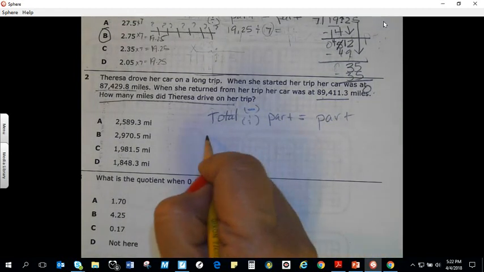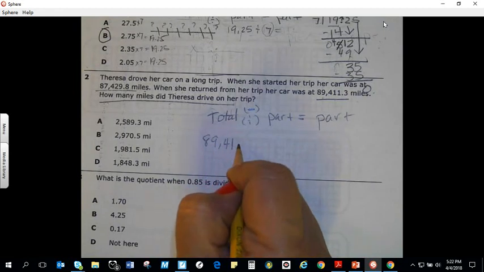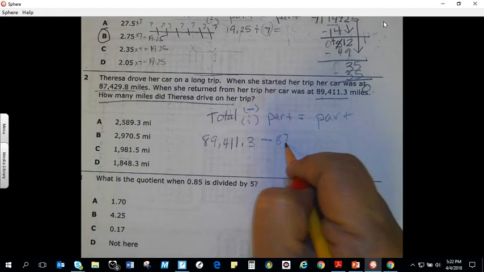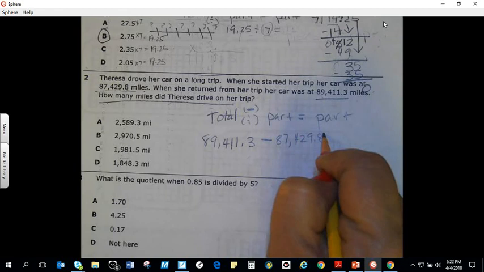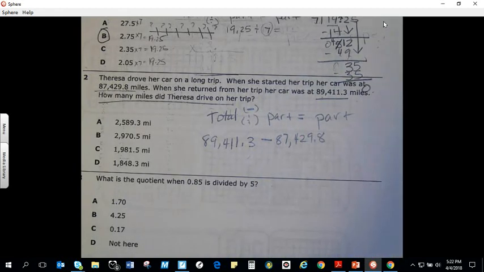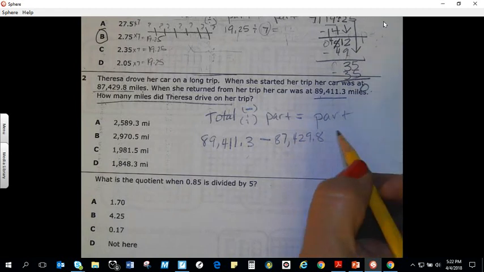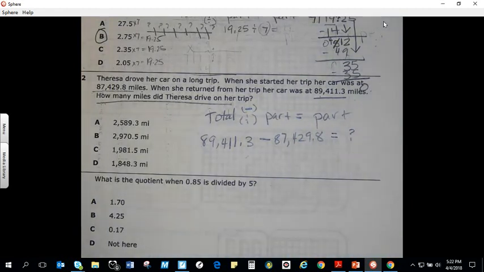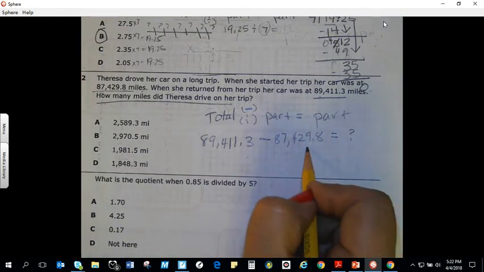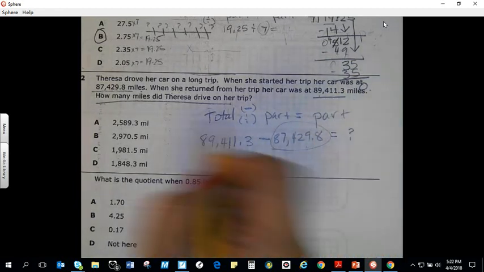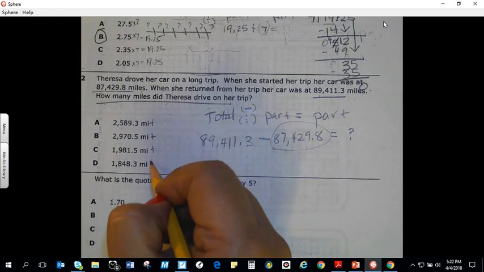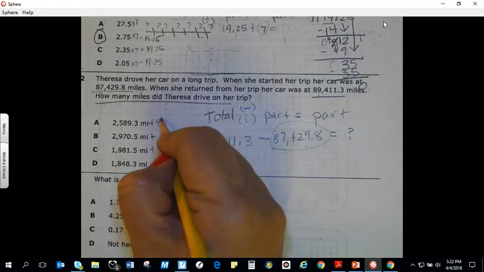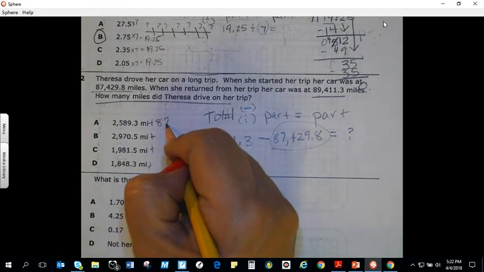So I have my total of 89,411 and 3/10, and I need to subtract out my other number, 87,429 and 8/10. And that equals, what is my next part? Okay, so now I'm going to subtract this out. If you are confused about your subtraction, you can take this part here and add it to this here, and it will equal 89,411 and 3/10. So I'm just going to write this one time so that you can see it and remember that.